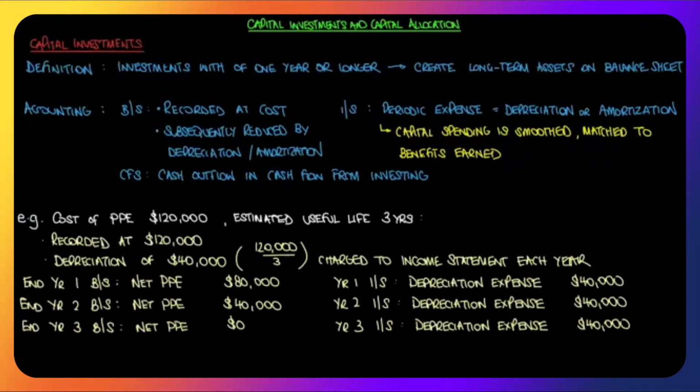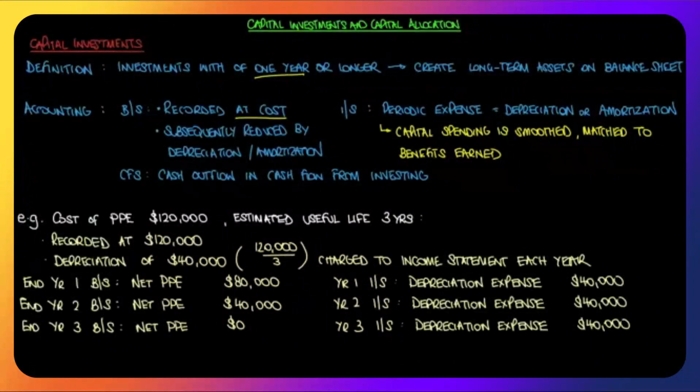So, definition of capital investments. Investments of 1 year or longer. Really, that means 1 accounting period or longer, which means we're going to create long-term assets on the balance sheet. When we buy assets, long-term assets, they go onto the balance sheet as an asset at cost. They don't go to the income statement as an expense immediately.